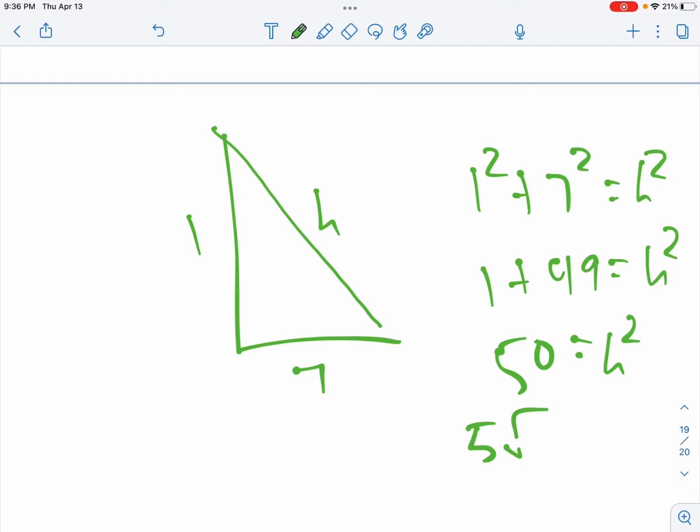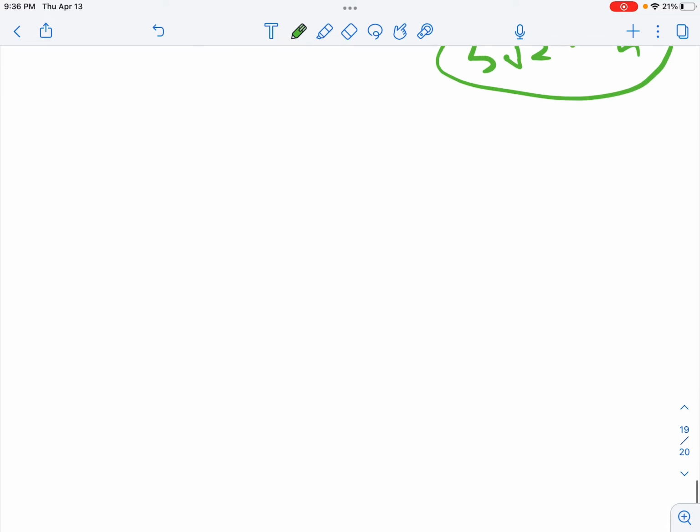So 5 square roots of 2 is equal to h. And I did a little fancy square root simplification in my head, but you followed that, right? Okay, now let's do this one, and don't get confused.